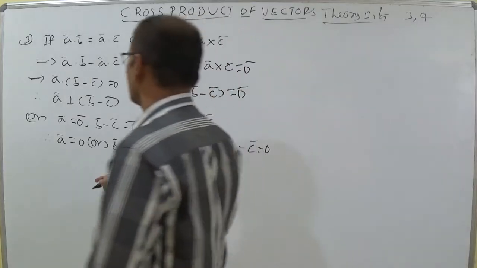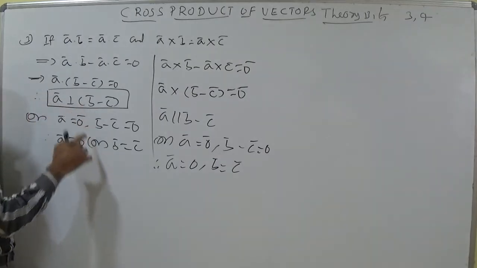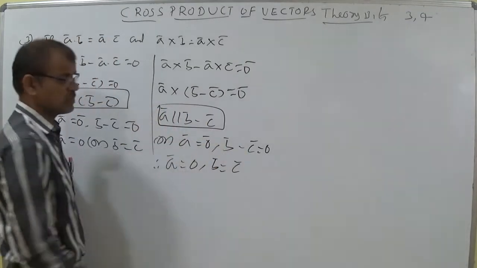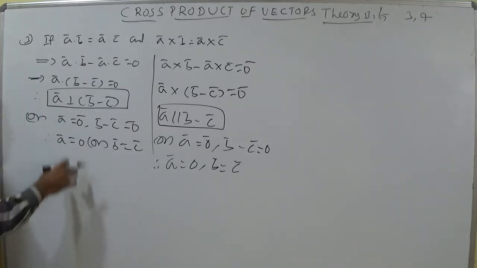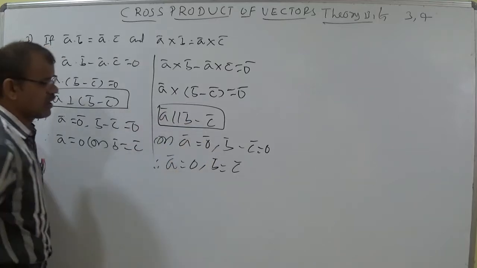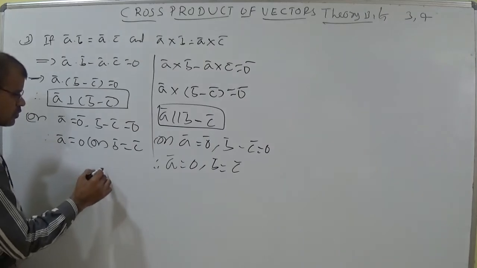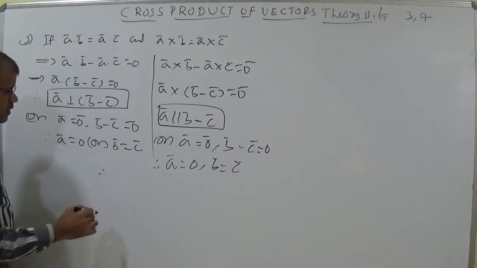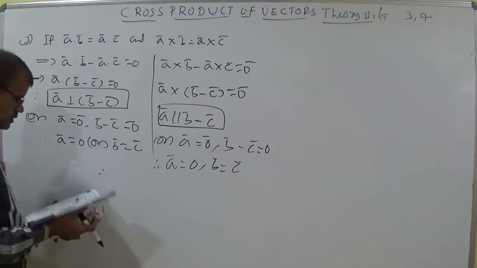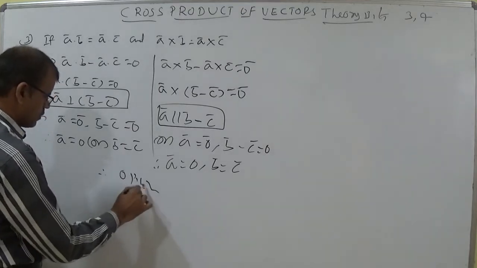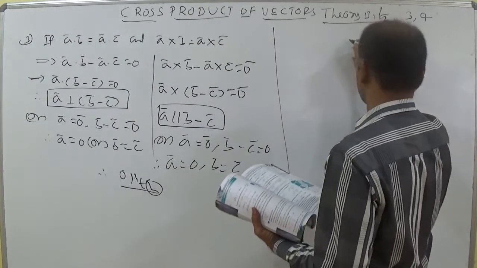Think like this: a bar perpendicular to b bar minus c bar and a bar parallel to b bar minus c bar. Two vectors cannot be perpendicular and parallel at the same instant, so this is not possible and you don't consider it. So you conclude that a bar equal to 0 or b bar is equal to c bar. Now according to the options, it is the second option. So option 2 is verified.